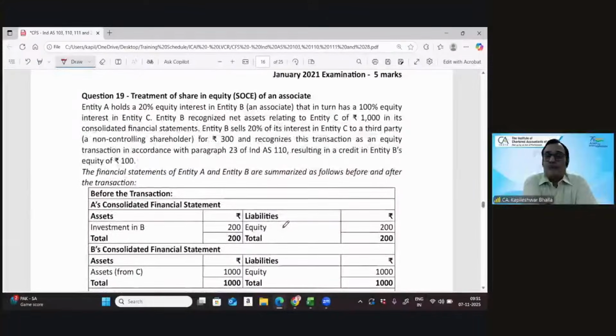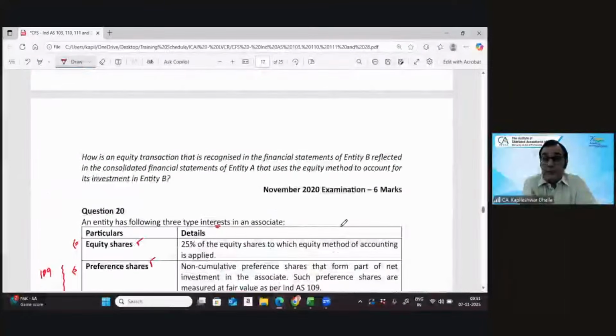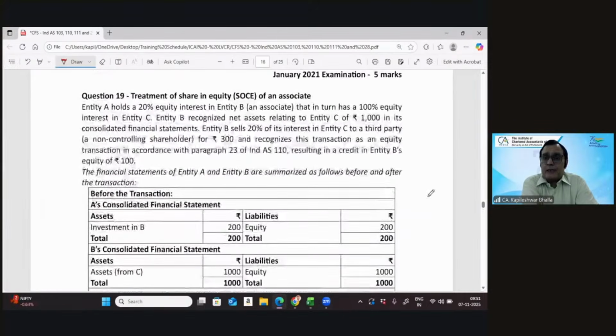Let's now have a look at question number 19. This question is there in the study material, and it also came in the exams. November 2020, it came for 6 marks in the exam. Very interesting question indeed. So let's read the inputs.